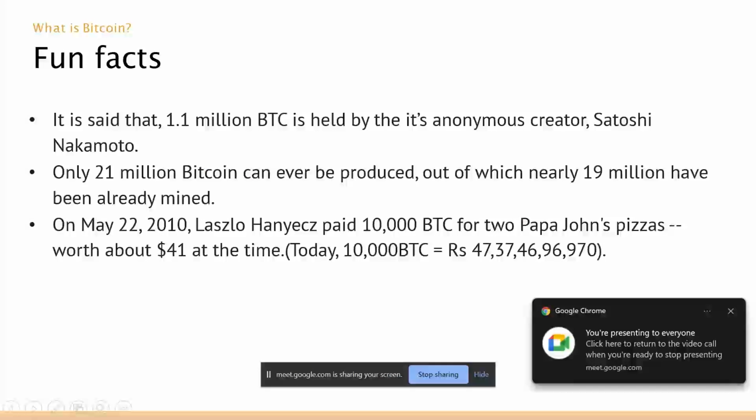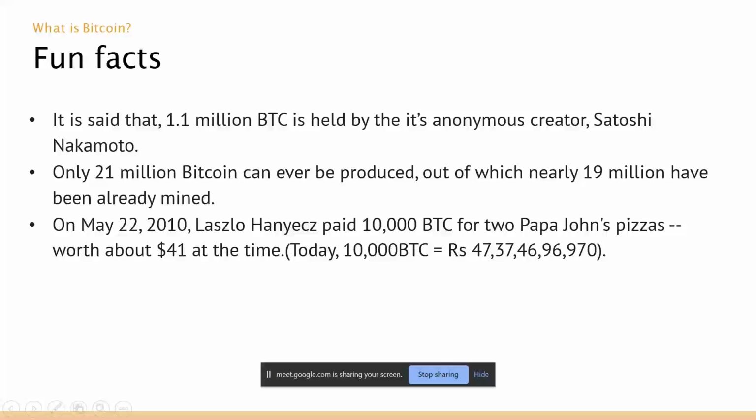Also, only 21 million Bitcoin can ever be produced, out of which only 19 million have been already mined. To be precise, as of last month, I guess 18.8 million Bitcoin have been already mined. This is to give an overall figure.